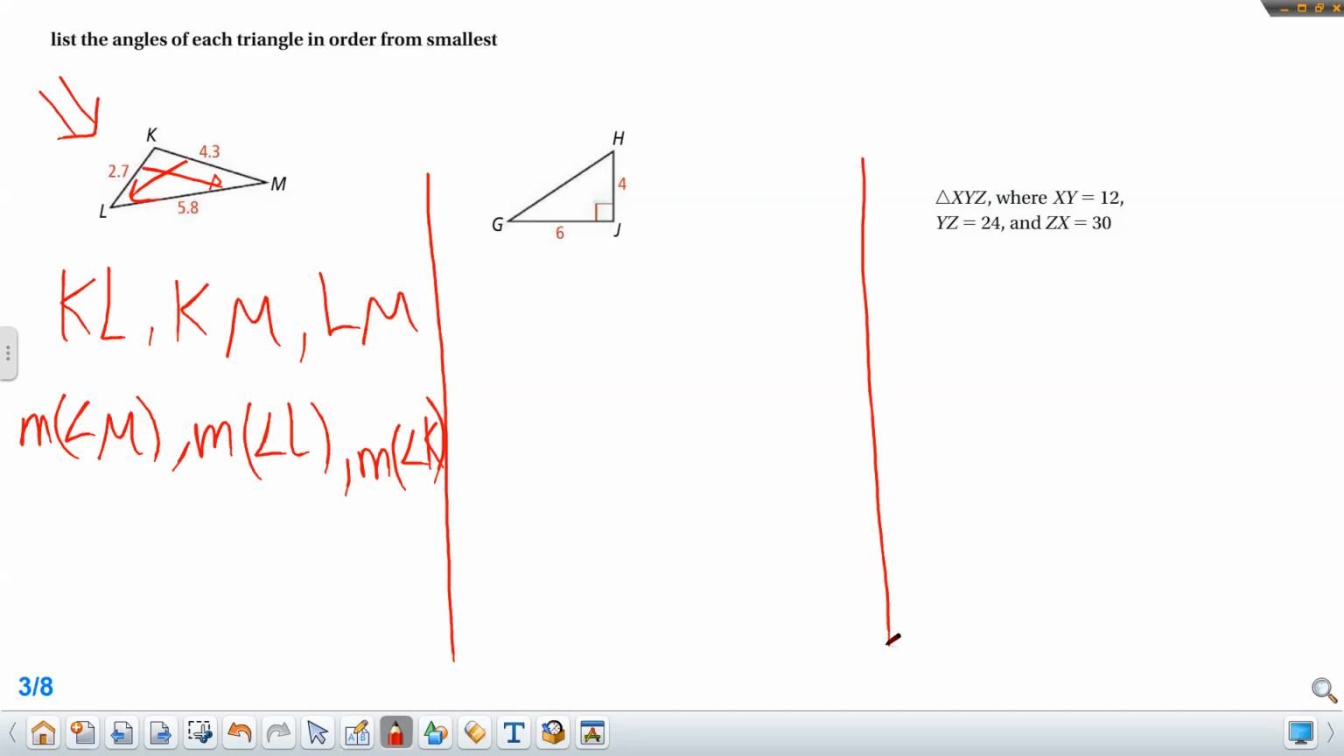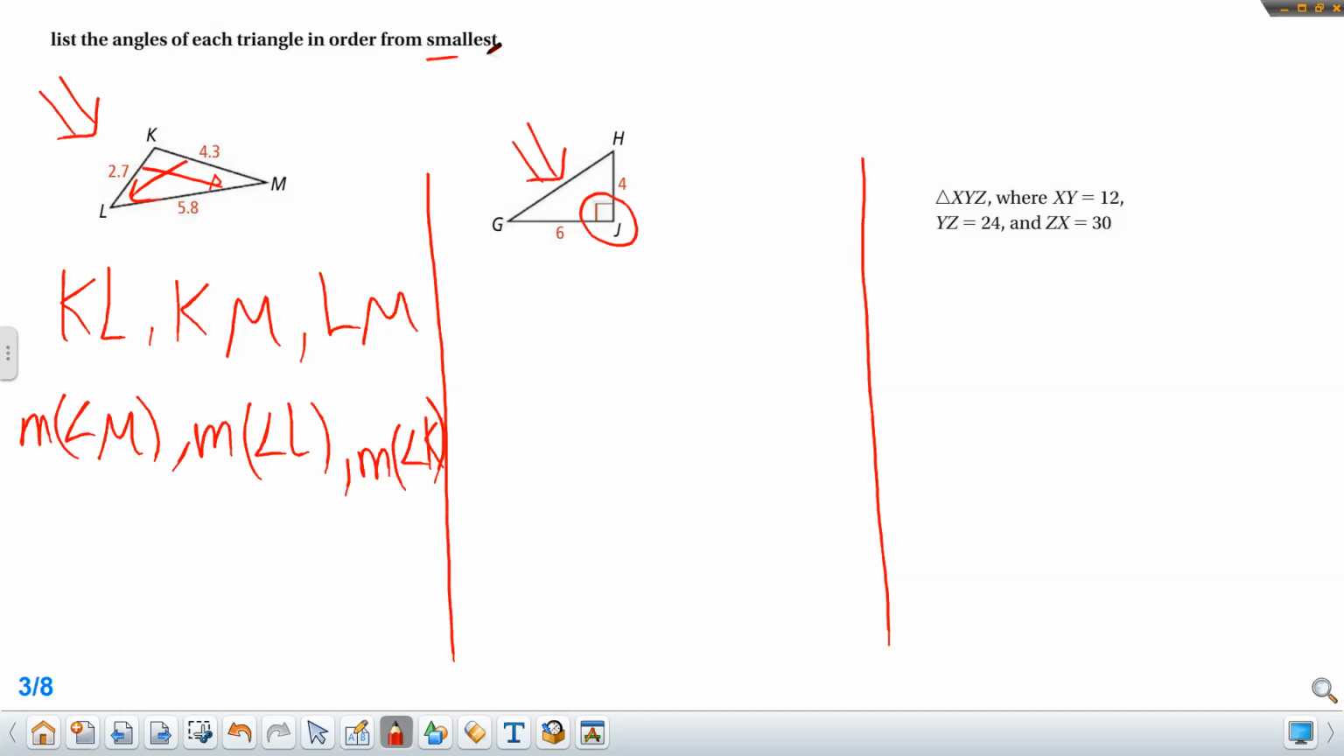The second one. Okay, the same idea. List the angles from the smallest. Okay, here we have a special case in which angle J is a right angle. We know well that if you have a right angle, the opposite side of this angle is the biggest side. Why? Because a right angle in any triangle is the biggest angle in this triangle. So here we can say DH is the greatest one.